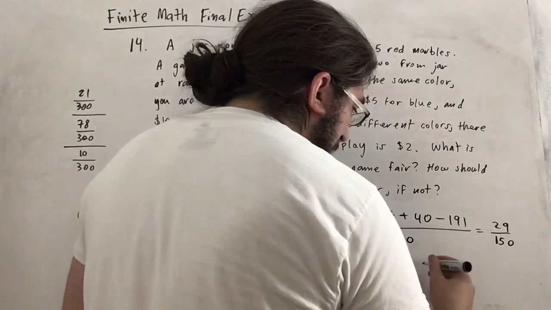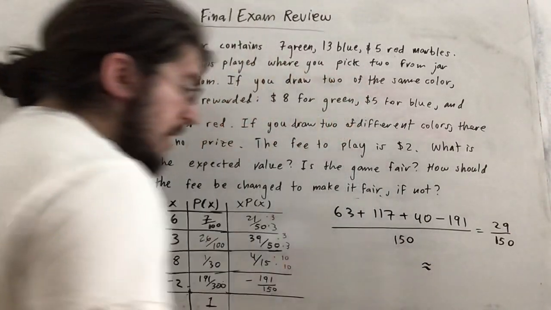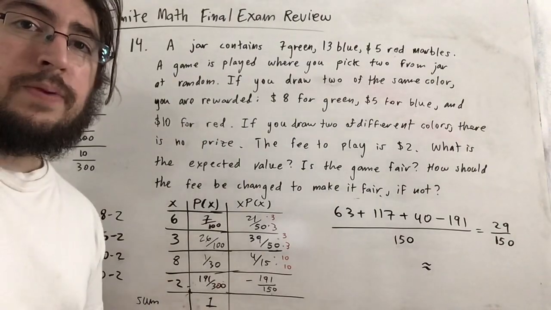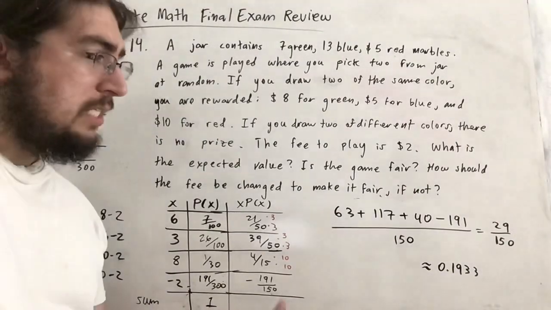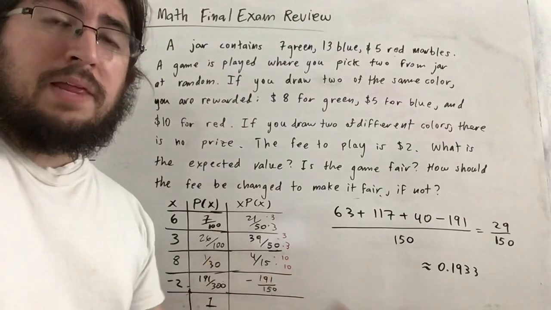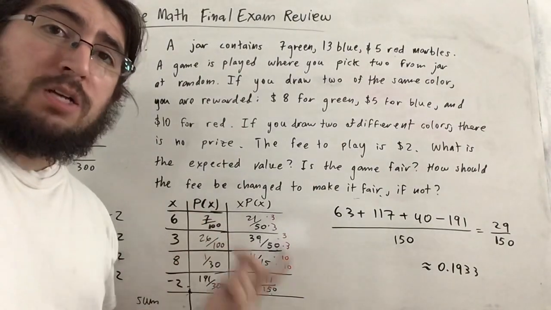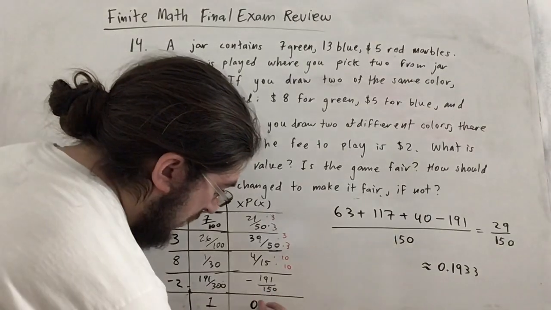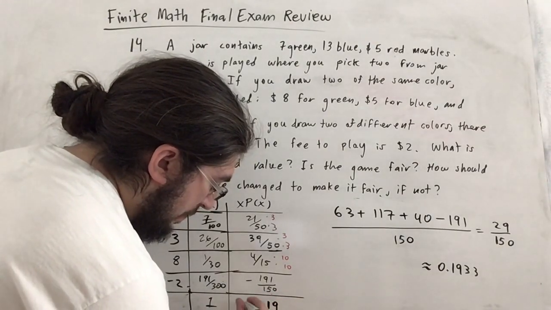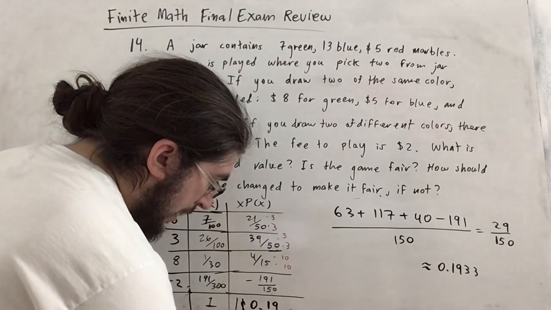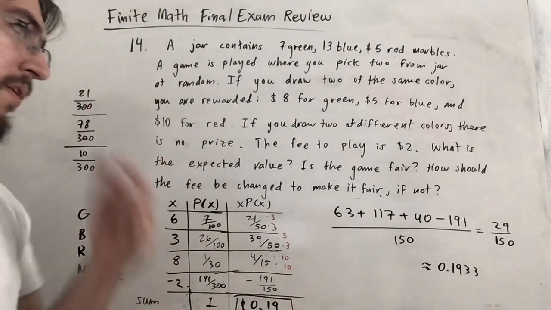Now at this point, I'm going to definitely use my calculator and figure out what this is approximately, and that's going to be our expected value. Right, so after approximating in the calculator, I got 0.1933. And of course, these values here represent dollars. So what we can say is the expected value is 19 cents. And that's my answer here for the first part of this question.